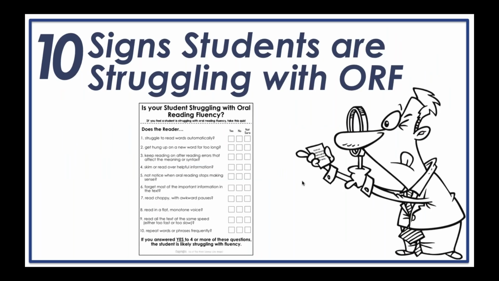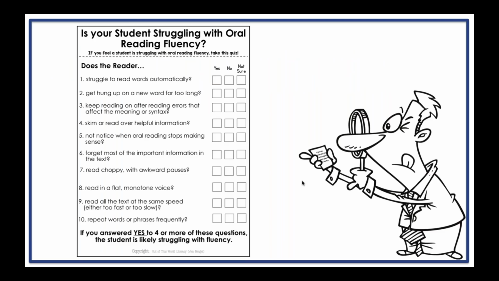These are 10 signs that students are struggling with oral reading fluency. And you have these as handouts in your section here for the webinar. So if your student is struggling with oral reading fluency, they're probably struggling to read words automatically. They don't get the words really fast. They get hung up on new words for too long when they're struggling with fluency during oral reading. So they might take way too long trying to figure out a word. That's a sign that they're struggling.